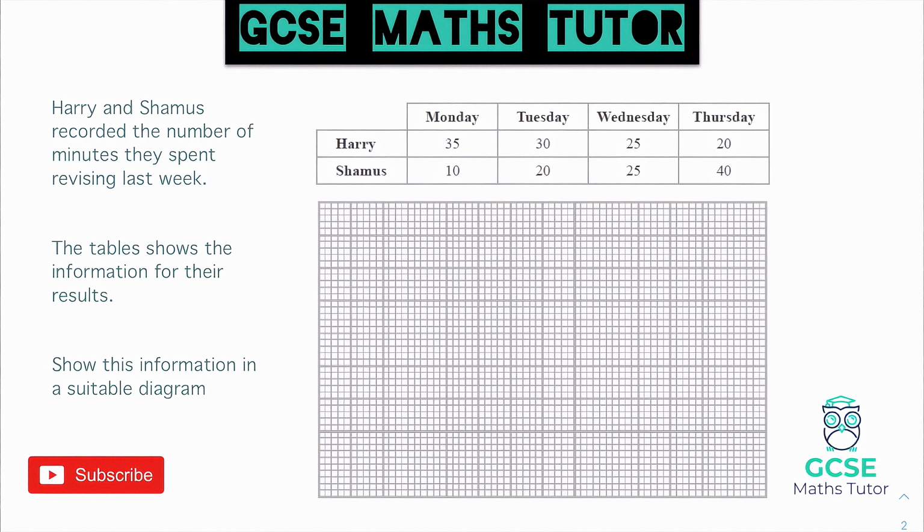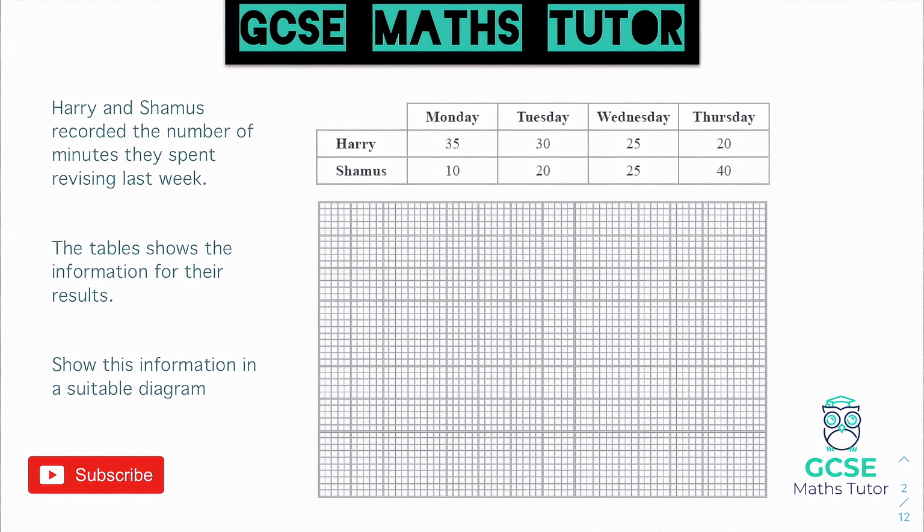Okay, so this question says Harry and Seamus recorded the number of minutes they spent revising last week. So the table shows some information and it wants us to draw a suitable diagram to show this information. There's a couple of options. We're going to be drawing a bar chart, but there are a couple of different bar charts that we could draw.